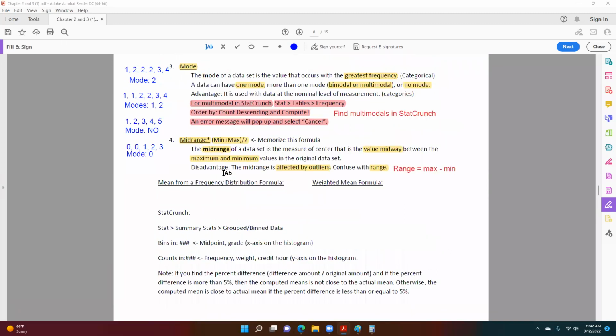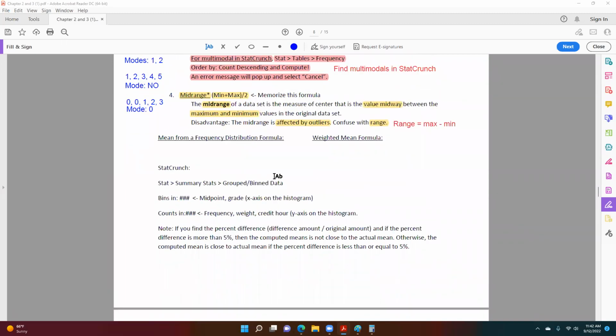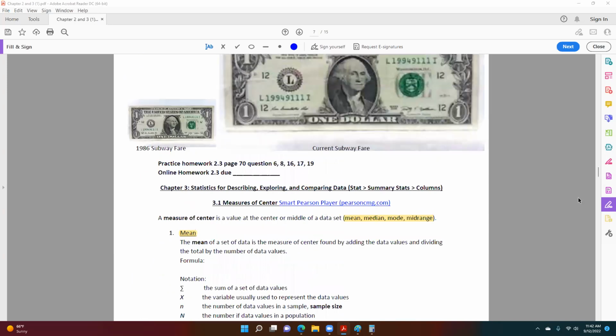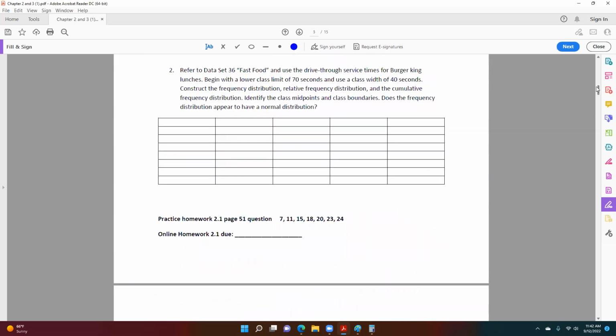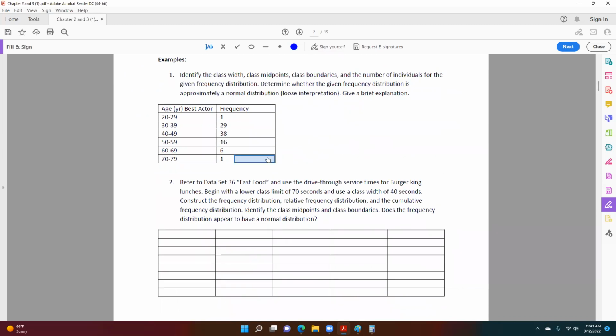Now, as you know, the mean can be found by adding all the numbers and dividing by the total numbers, right? But what happens if I give you a frequency distribution? How do you find the mean in this case? For example, this is a frequency distribution. How do you figure out the mean in this case?